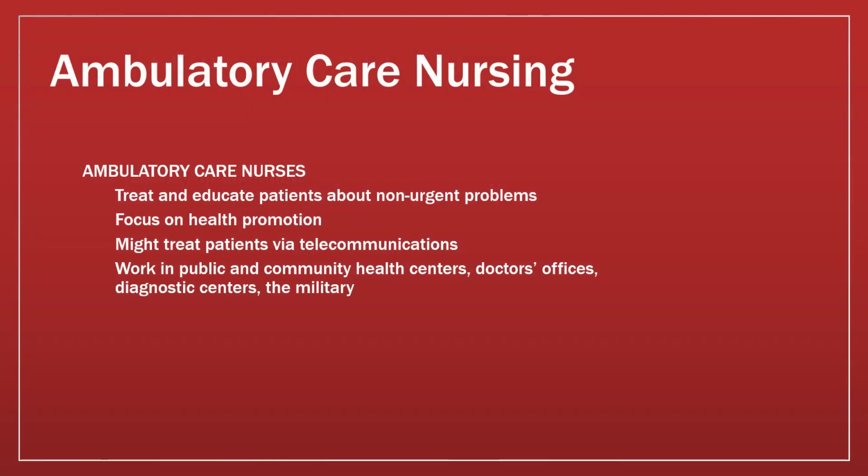While acute care nurses focus on urgent, life threatening conditions, ambulatory care nurses work in different rhythms. Their patients aren't in crisis, they're managing ongoing issues, seeking education, and often learning how to prevent future problems. Ambulatory care nurses treat and educate patients about non urgent concerns, like managing diabetes, understanding medications, or coping with chronic pain.